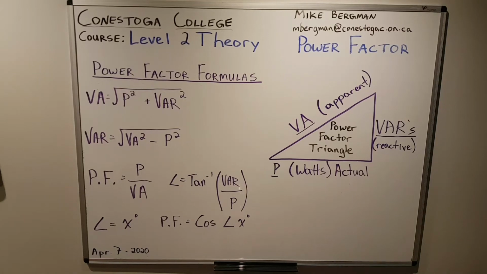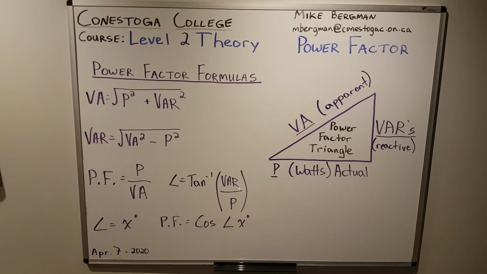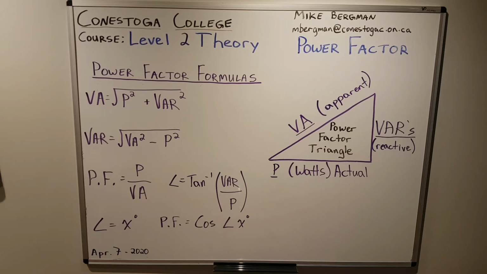Okay, so I've written down some more formulas here. All I've done is use the Pythagorean theorem, but I just introduced our new units. So VA equals the square root of P squared plus VAR squared. That'll give you your VA. If we're working the other way, we will find our VARs. So VARs will equal the square root of VA squared minus P squared.